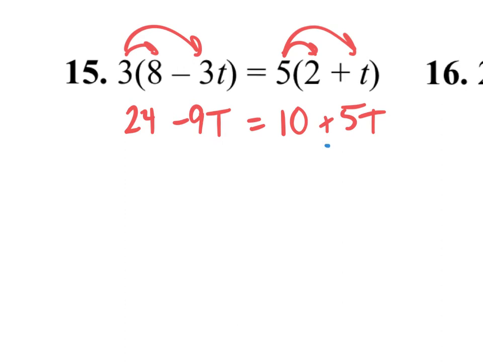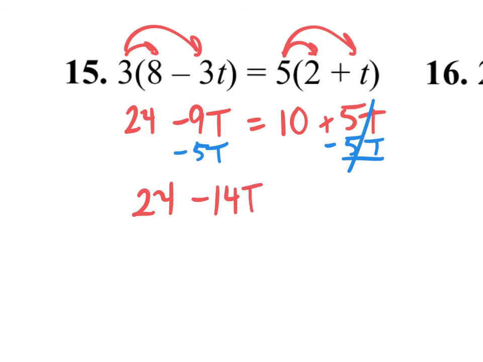So I'm going to get rid of the plus 5t by subtracting 5t. Subtracting 5t. Let me rewrite what I have. I have 24, I have minus 14t equals 10. So I need to get rid of this 24 right here.